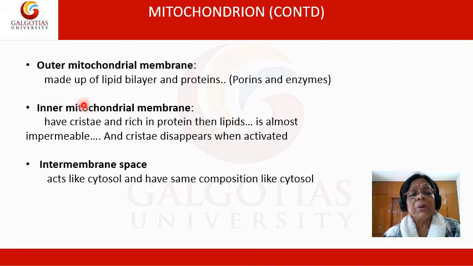Now, the inner mitochondrial membrane has cristae. Cristae, as I have just discussed, are the folds which are present so as to increase the surface area of the inner membrane. It is rich in proteins rather than lipid, and it is also impermeable. And cristae disappear when the mitochondria is activated. Then the intermembrane space, which I have shown just now, acts like cytosol and has the same composition as the cytosol.